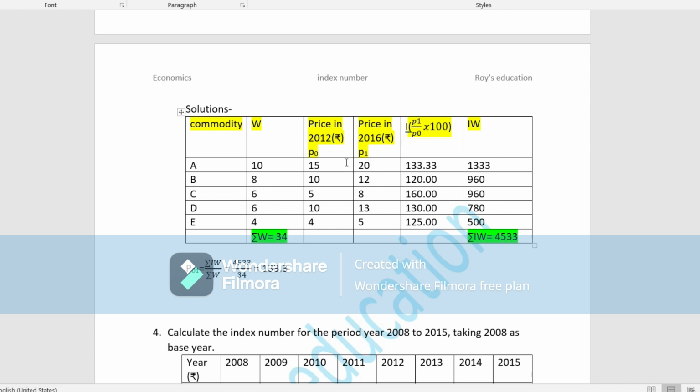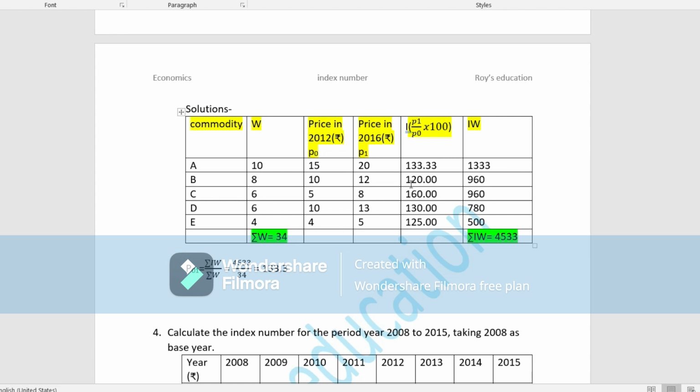That means 20 by 15 into 100, we are getting 133.33. In this way we will calculate all of them: 12 by 10 into 100, 8 by 5 into 100, that is we are getting 160, 13 by 10 into 100 we are getting 130, 5 by 4 into 100 we are getting 125. Now I into W, that means this column multiplied by this column, that means 10 into 133.33, we are getting 1333.